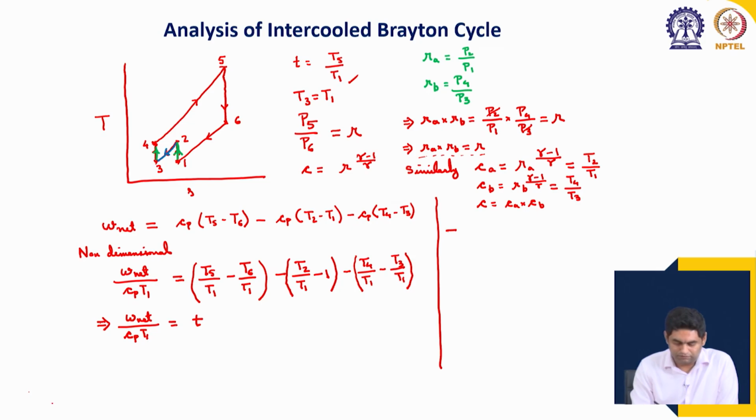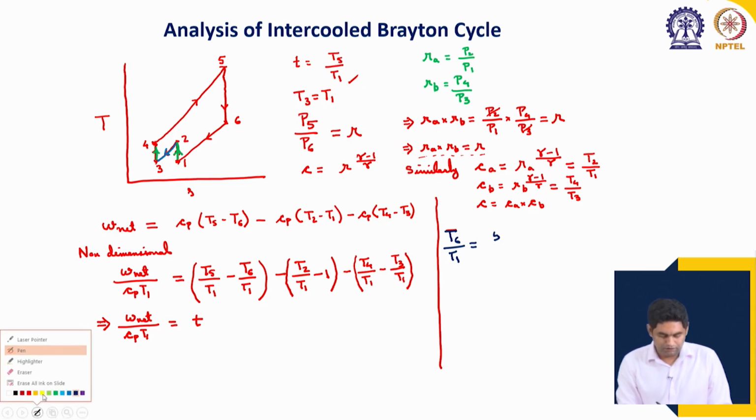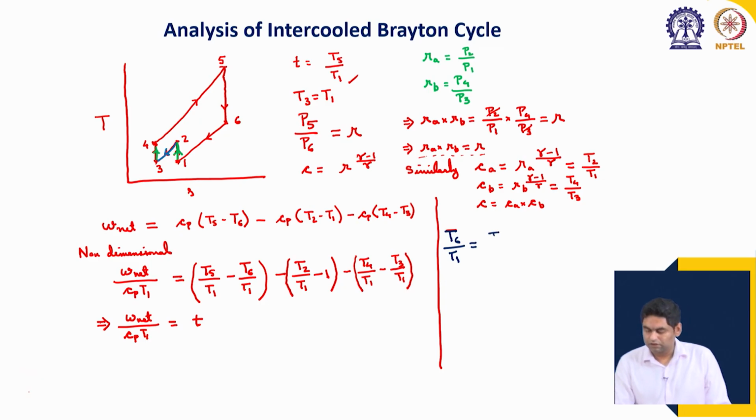Let us use some other color, so that we can distinguish between this. So, T6 by T1, we can write this as T6 by T5 into T5 by T1. Why we have written in this form? Because now we can easily express this in terms of C and t. So, what is T5 by T1? We already know that is equal to small t.